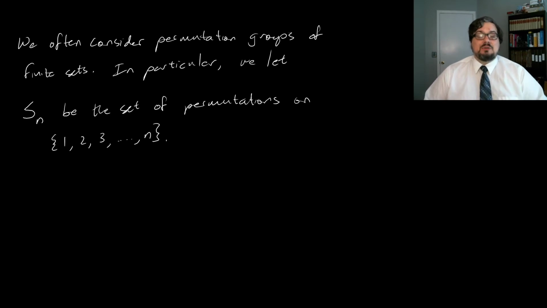Now, as it turns out, the fact that these elements are numbers is not particularly important. The only thing that matters to the permutation groups is that we've got n distinct objects that we're working with, and not what those actually are. So we usually use numbers because they're easy to write down and keep track of.